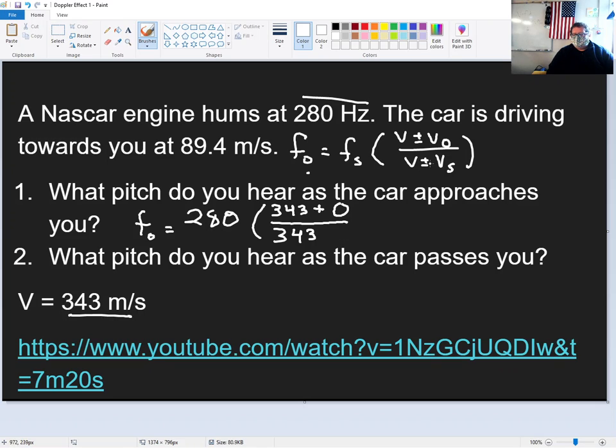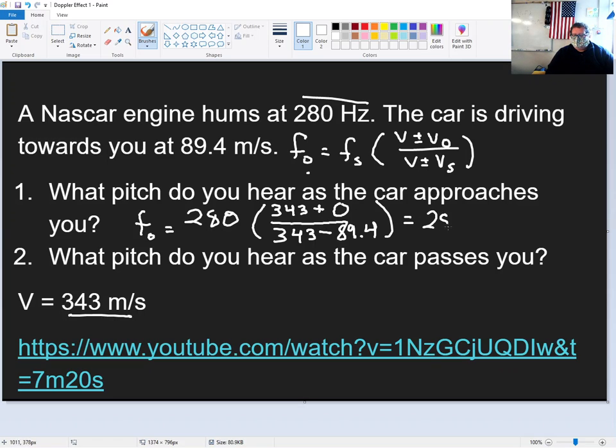But here's where we've got to make sure we're very careful. The car is moving towards you. Remember, if you're a damsel in distress and this is a train moving towards you, it's a very bad thing. So it's going to be a minus sign. And the velocity of the car is 89.4 meters per second. So we've done the hard part. The hard part's setting up, so we're pretty much done. We just have to simplify an answer.